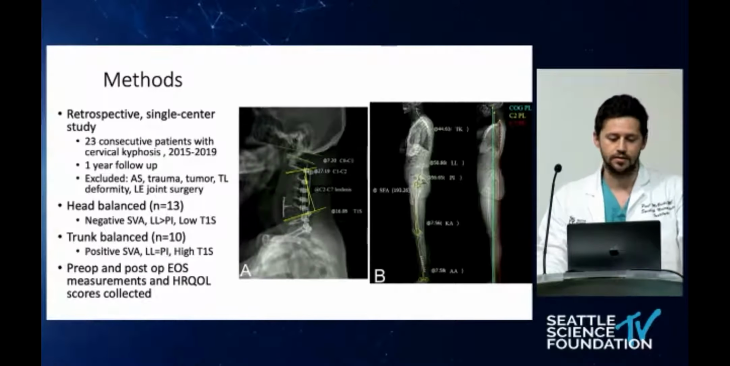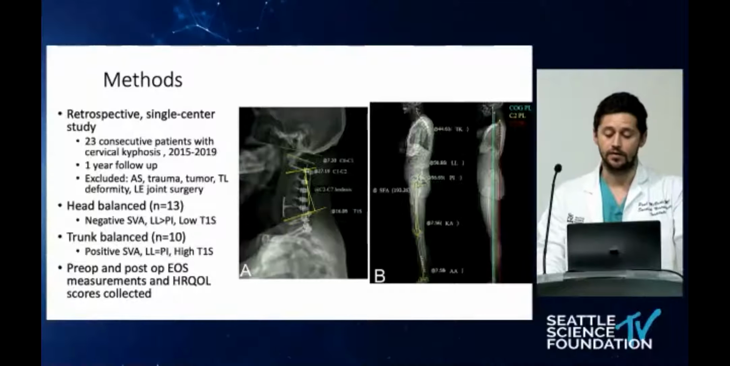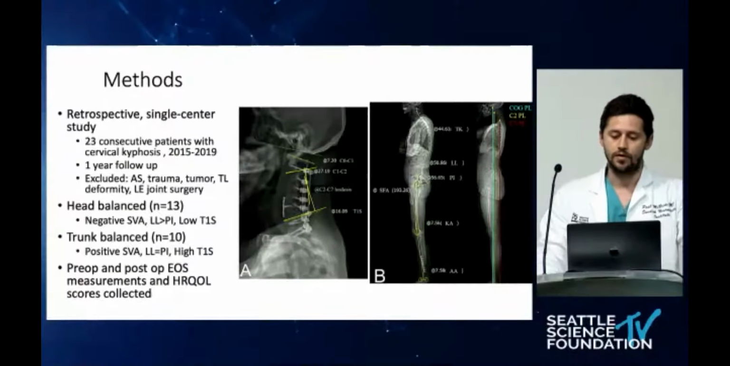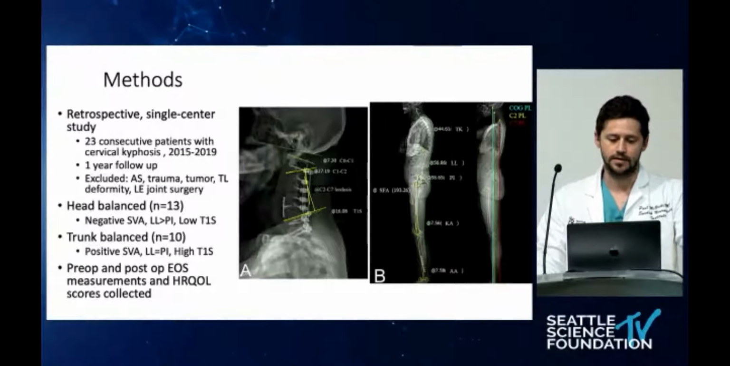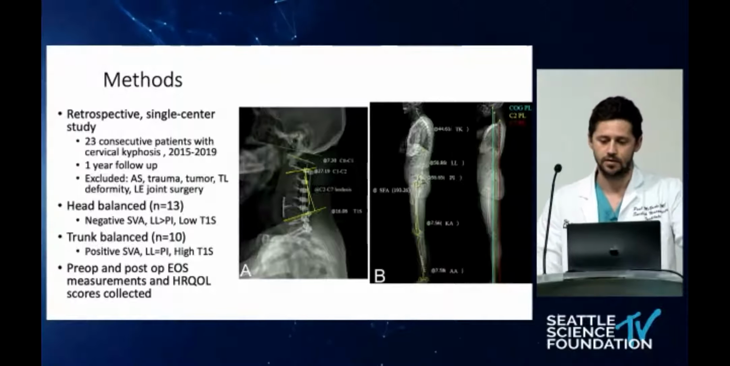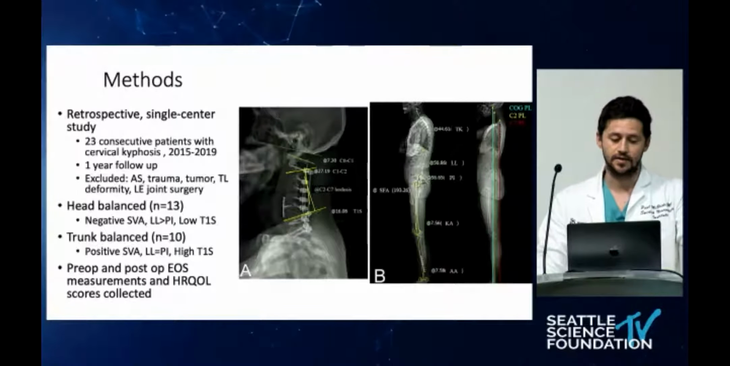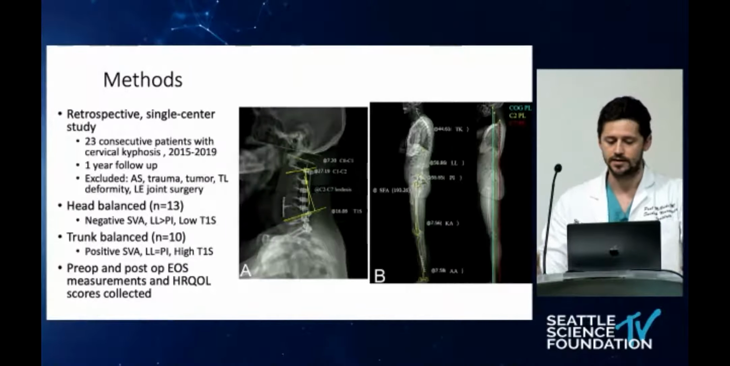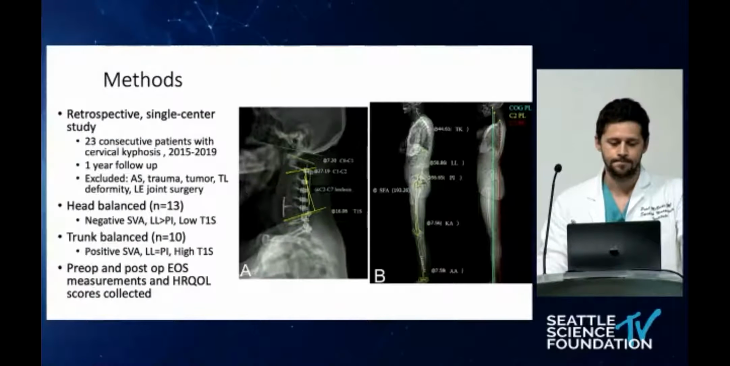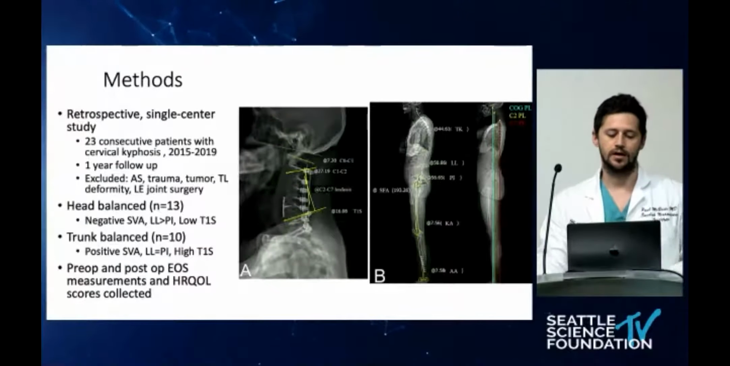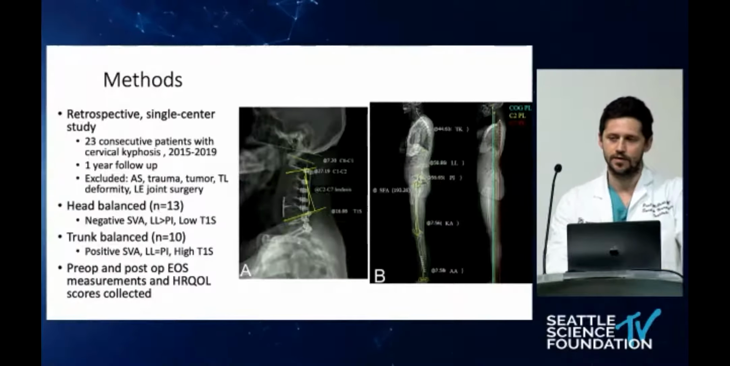The trunk balanced group does not compensate in their thoracolumbar spine, and they have a more normal thoracolumbar alignment. They mostly use their craniocervical junction for compensatory mechanisms, being hyperlordotic there to maintain a horizontal gaze. So these folks have a positive SVA. Their lumbar lordosis and PI are about the same or within normal range. And they have a high T1 slope, and that's because of the high thoracic kyphosis that these people have. Pre-op and post-op EOS measurements, as well as HRQL scores, were collected both pre and post-op.